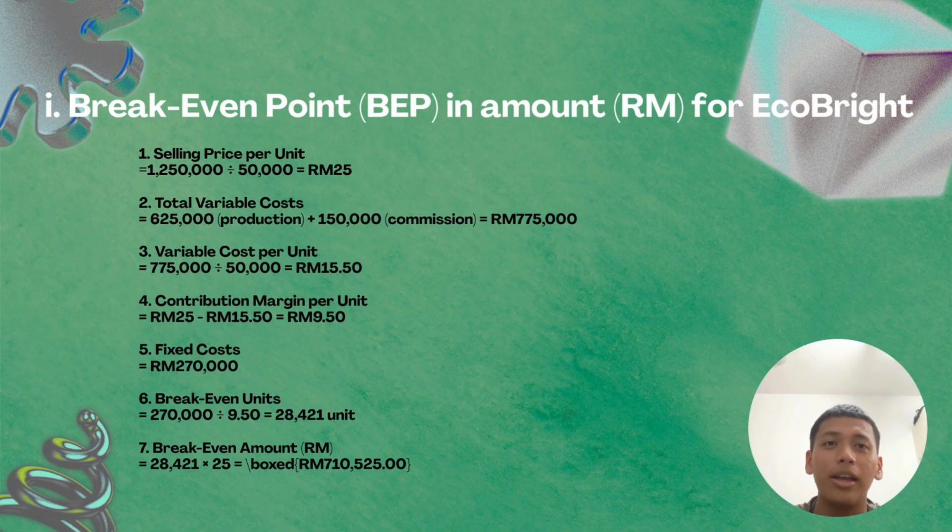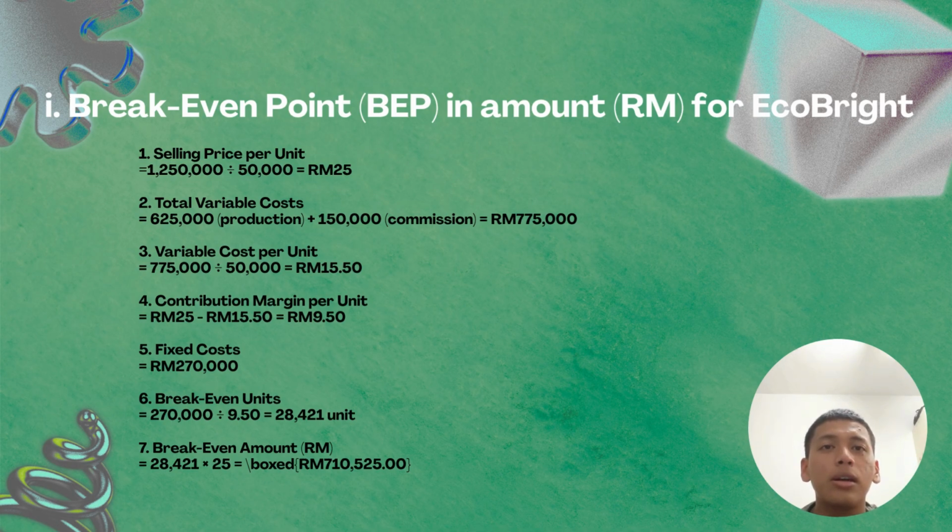First, let's look at the selling price per unit. The total sales are 1,250,000 ringgit, and the number of units sold is 50,000. So selling price per unit is 1,250,000 divided by 50,000 equals 25 ringgit per unit.